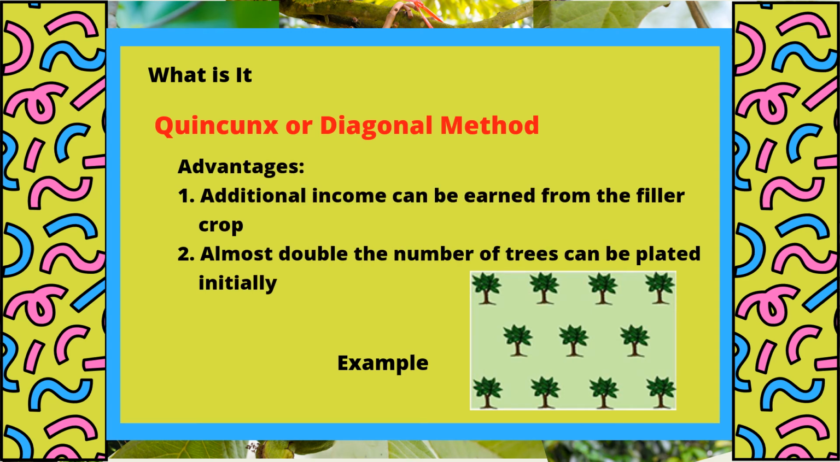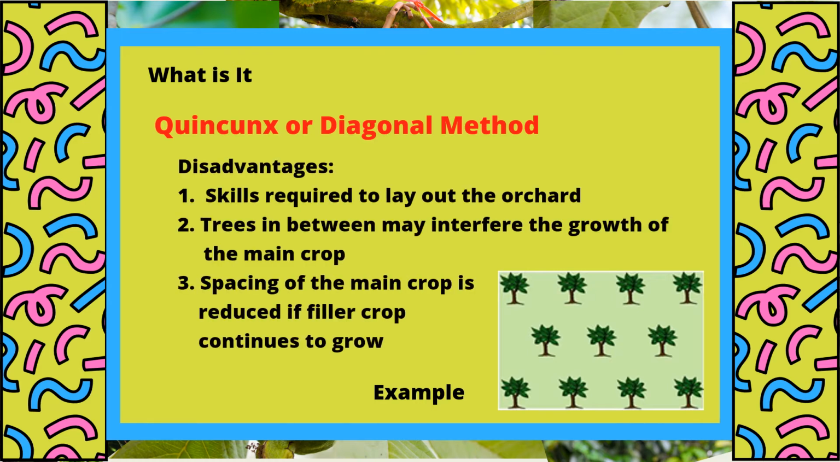What are the advantages? Additional income can be earned from the filler crop. Almost double the number of trees can be planted initially. What are the disadvantages? Skills are required to lay out the orchard. Trees in between may interfere with the growth of the main crop. Spacing of the main crop is reduced if the filler crop continues to grow.